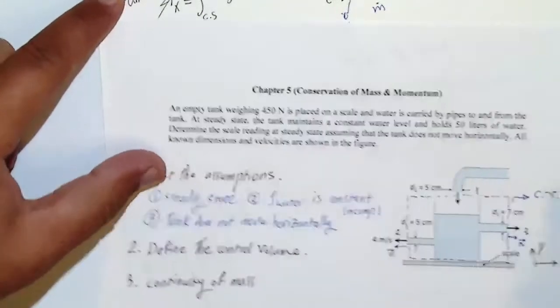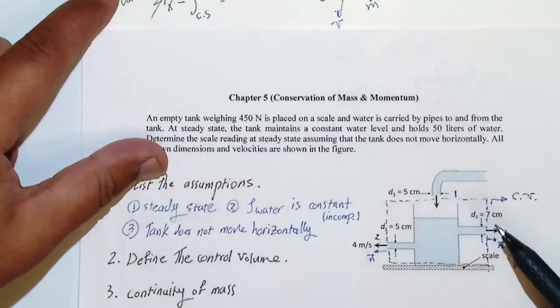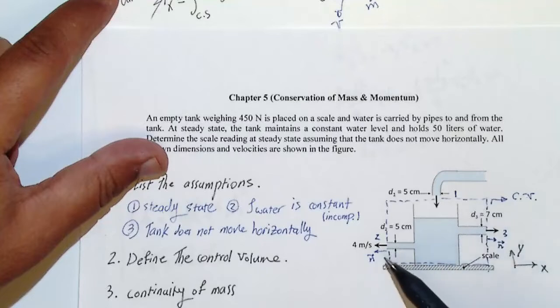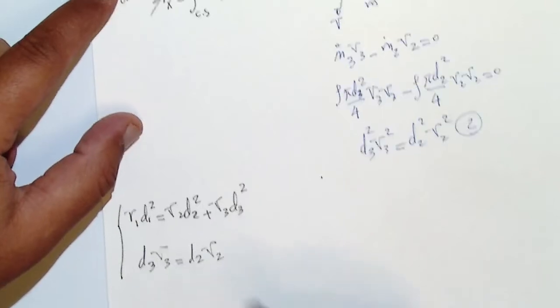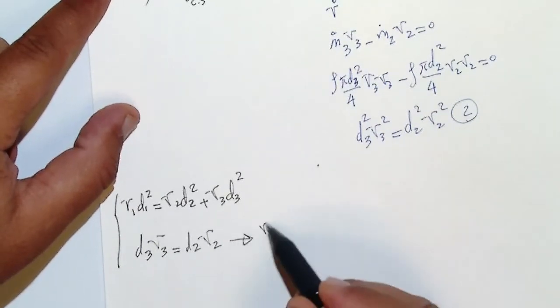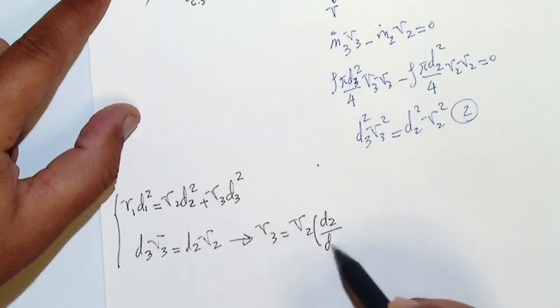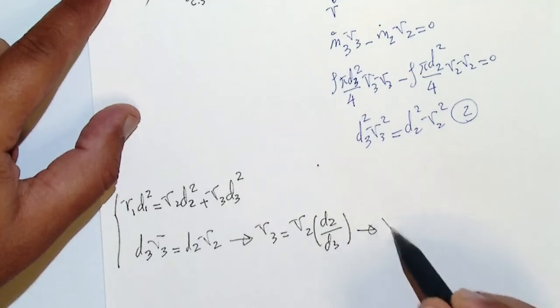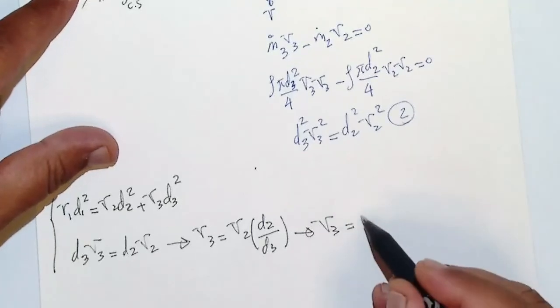d1 is given, d2 and d3 are given, v1 is not given, but v2 is given, and v3 is also unknown, right? So in this equation you have d3, you have d2, and you have v2, but v3 is not given. So we can find out from here that v3 is equal to v2 times d2 over d3. Okay, then v3 is equal to, v2 is 4 meter per second.